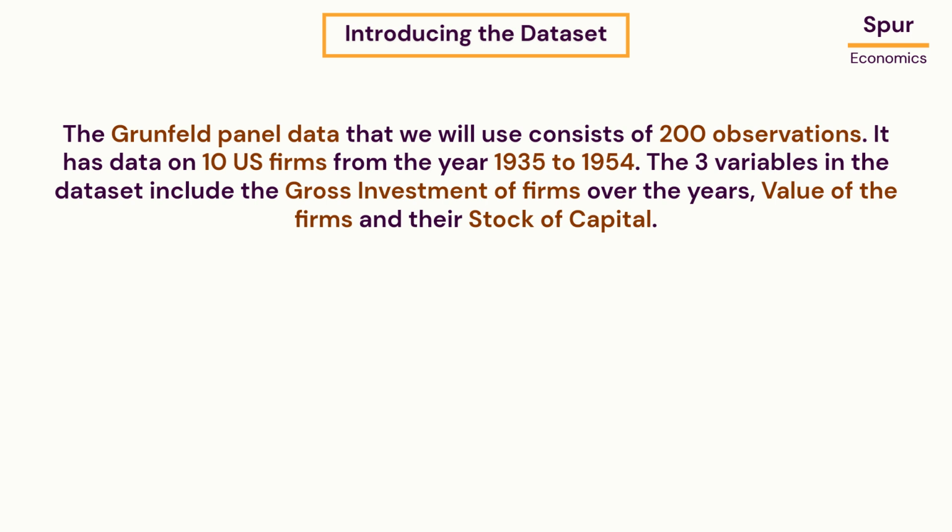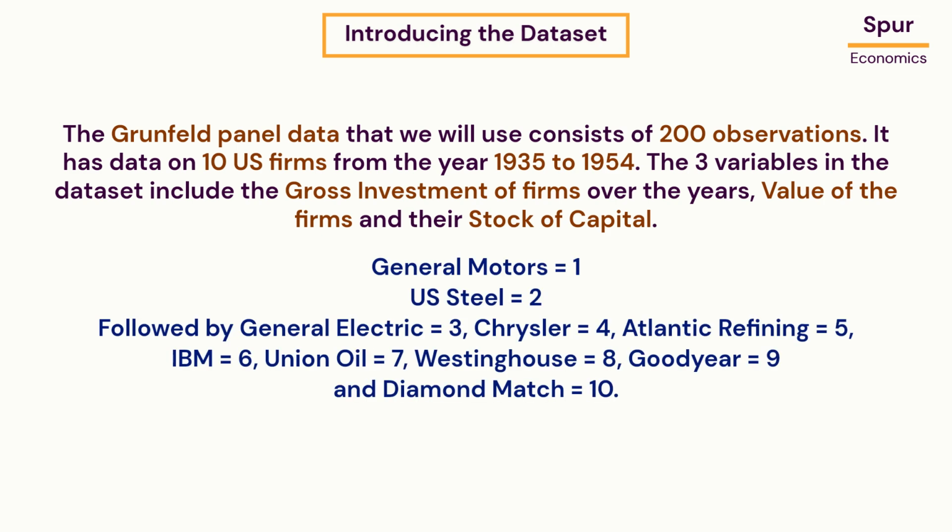The Grunfeld panel data that we will use consists of 200 observations. It has data on 10 U.S. firms from the year 1935 to 1954. The three variables in the dataset include the gross investment of firms over the years, value of the firms, and their stock of capital. The 10 firms included in the data and their coding are shown here.